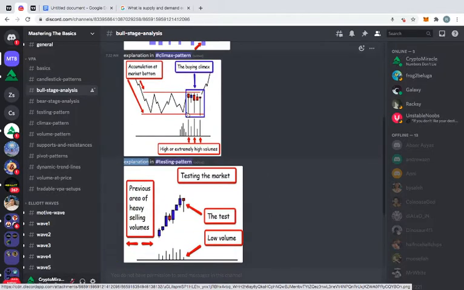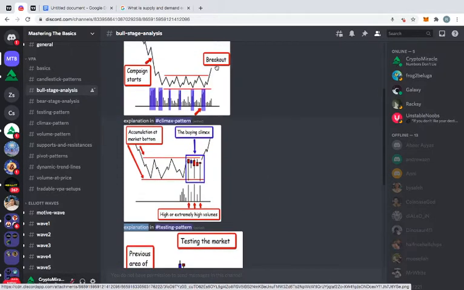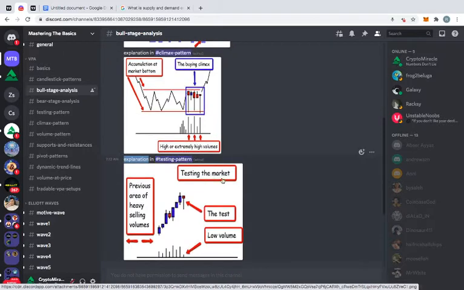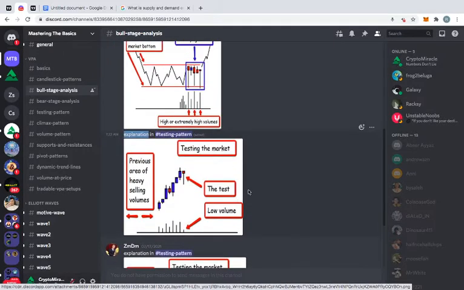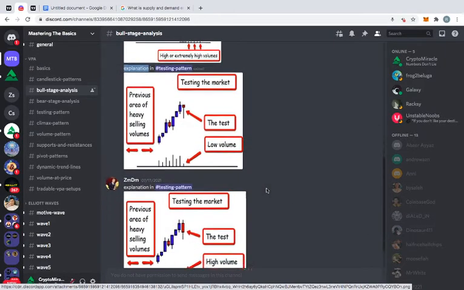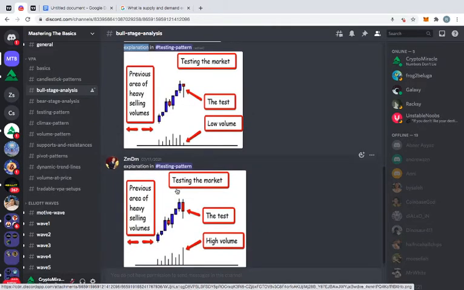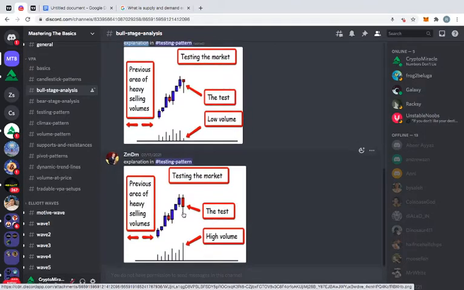Next, after it breaks out of the range, you have the testing of the market. The test is their insurance to see if there's supply coming into the market, if there's selling. And if the testing is on high volume, this is a fail, and this is where they dump. That's their insurance to say, okay, there's too much selling, there's too much supply, the market is too heavy, it's not absorbed, it's not accumulated, so we have to restart the campaign and start to buy lower.